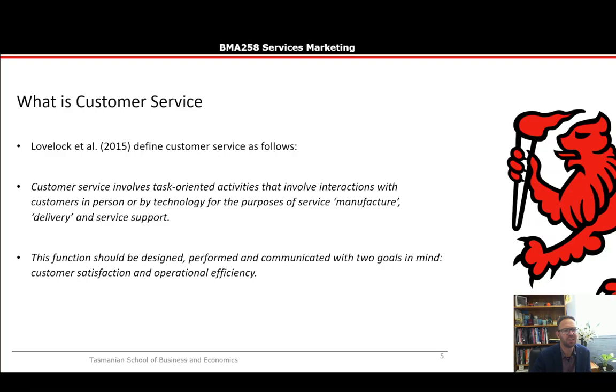So this function should be designed, performed, and communicated with 2 goals in mind. First of all, customer satisfaction and the associated benefits that align with that, such as loyalty and profit. But customer satisfaction and then operational efficiency. So you can have too much customer service where you over-service your customers, it becomes too expensive and it's not efficient, or you can be super efficient where you're not delivering customer service as well. So it's about balancing those two things.